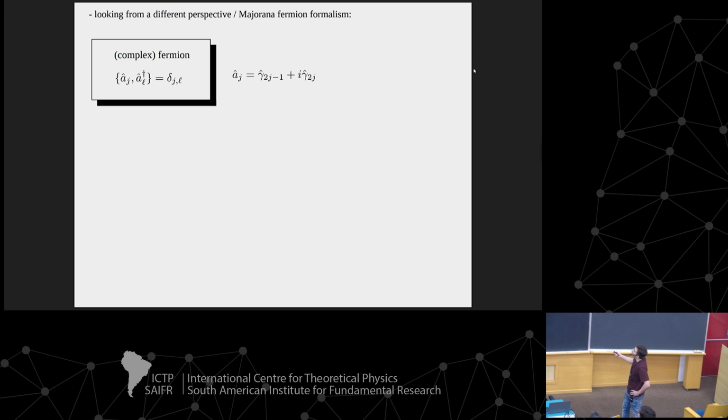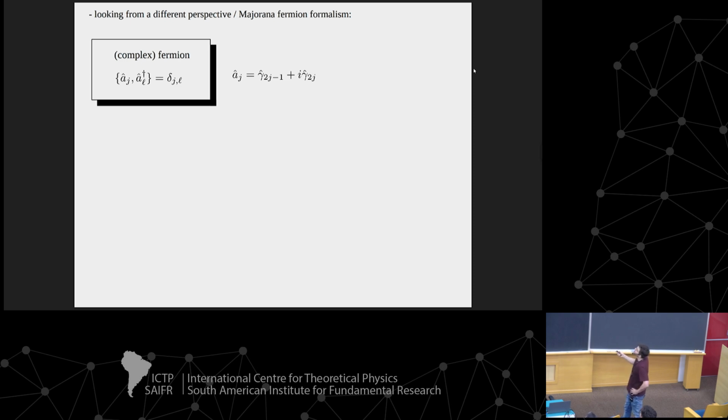So we say that any of these annihilation or creation operators is a complex operator in my Hilbert space. If it's a complex operator, it always has a real part, and it can also have an imaginary part. And then we just decompose it into these two parts. So each one of these operators has a real part that I'm going to call gamma 2j minus 1, and an imaginary part that is just gamma 2j. So the odd is the real, and the even is the imaginary part.